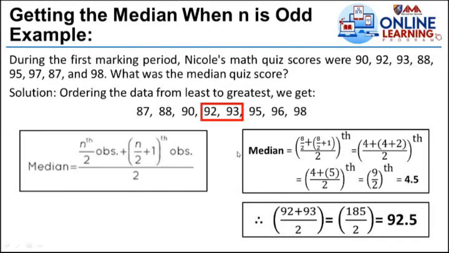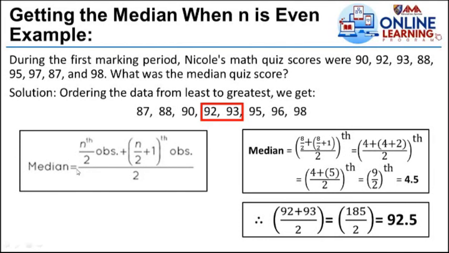Next, the median when we have even elements. During the first marking period, Nicole's math quiz scores were 90, 92, 93, 98, 95, 97, 87, and 98. What was the median quiz score? Solution: as before, we're going to arrange our elements from lowest to highest. So we have 87, 88, 90, 92, 93, 95, 96, 98.